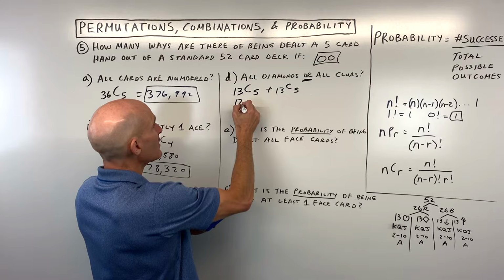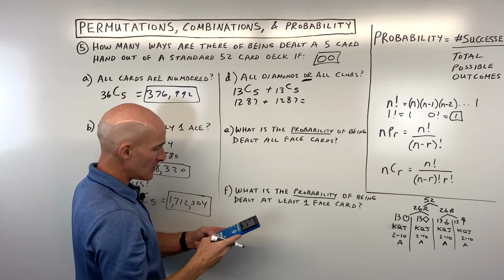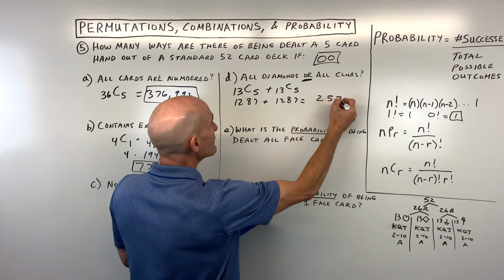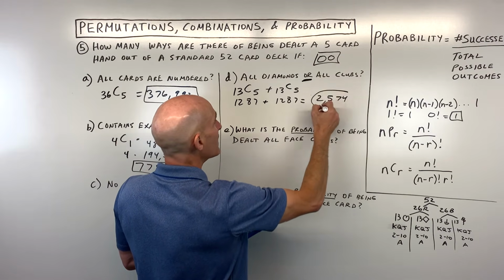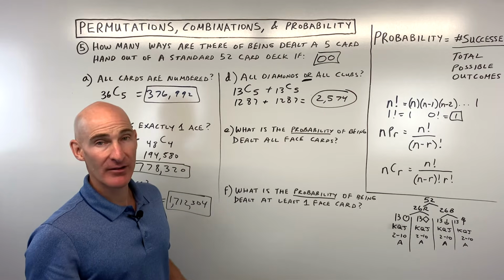This is 1,287 plus 1,287, which is 2,574 ways of being dealt 5 diamonds or 5 clubs.